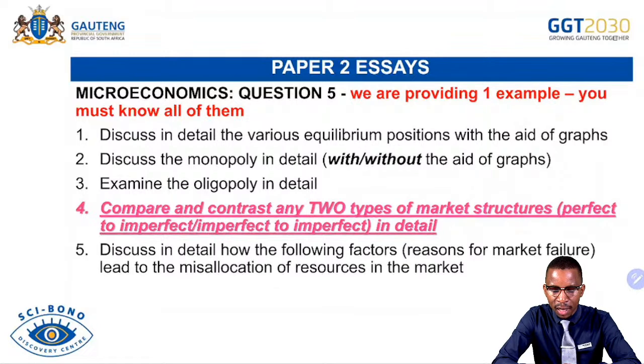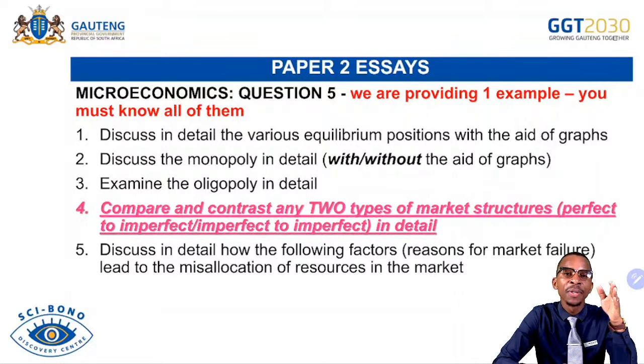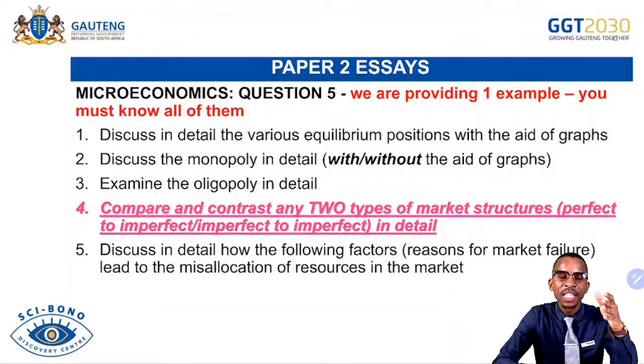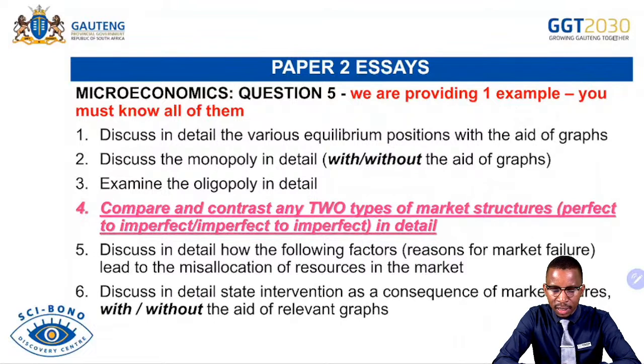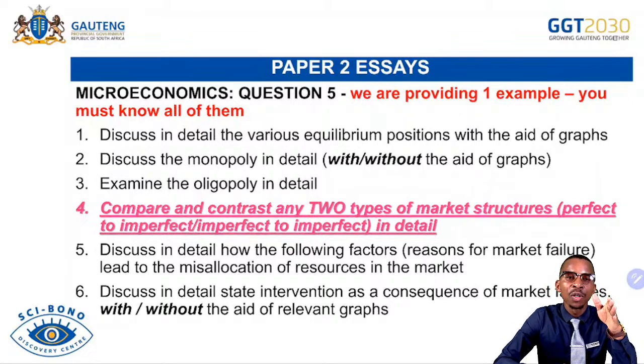Discuss in detail how the following factors, reasons for market failure, lead to misallocation of resources. In this case, we'll be discussing reasons for market failure, such as missing markets and externalities. We talk about immobility of factors of production. We talk about imperfect market structure, etc. You must be able to discuss this in detail. Discuss in detail state intervention as a consequence of market failure, with or without graphs. Remember, in this case, they can say discuss with the aid of graphs, and they can say discuss without using graphs.